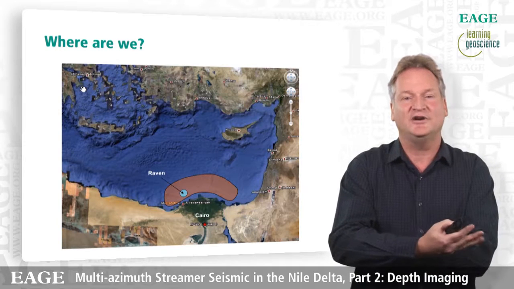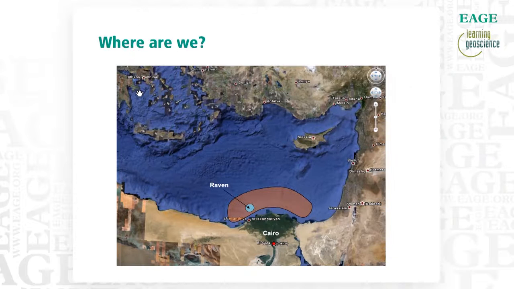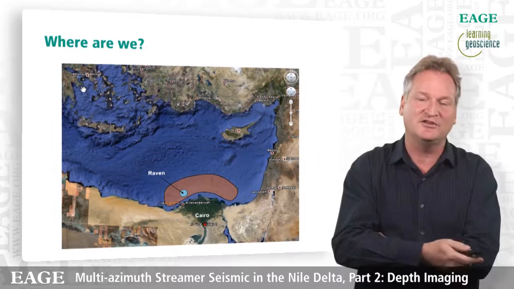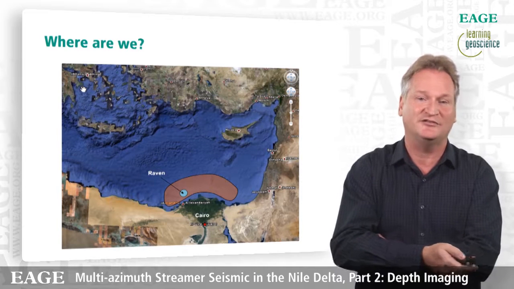So where are we? We're in the Nile Delta, so you see the Mediterranean here. You can see Cairo indicated with the Nile Delta to the north of that, and we're just offshore there. And we're mainly in the West Nile Delta looking at data from the Raven field. Raven is part of BP's development in the West Nile Delta there.